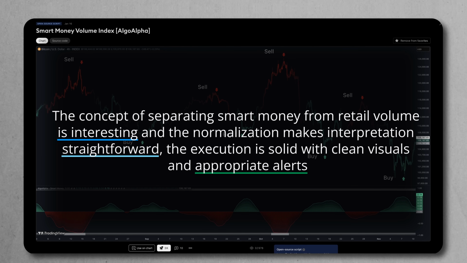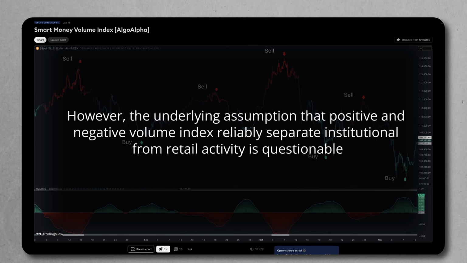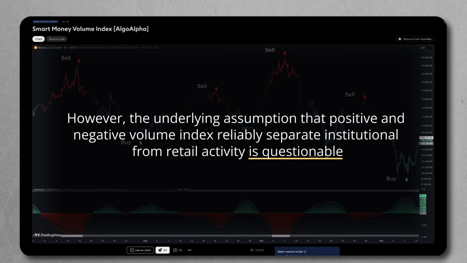The execution is solid with clean visuals and appropriate alerts. However, the underlying assumption that positive and negative volume index reliably separate institutional from retail activity is questionable.